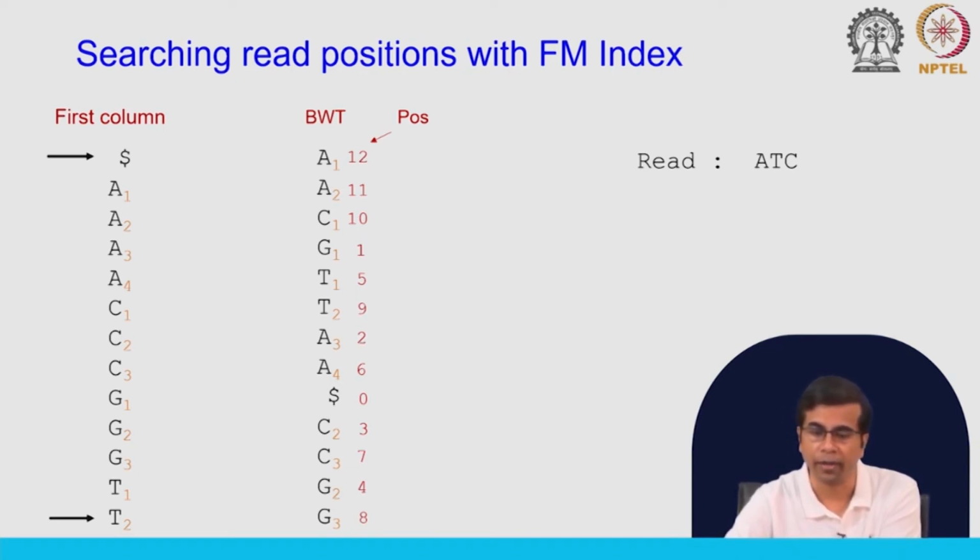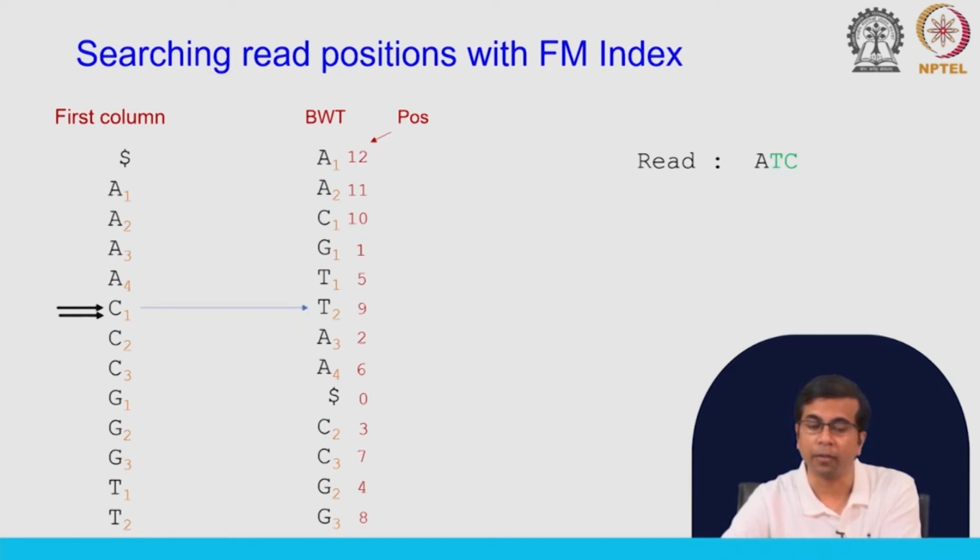Okay. So, here is the read ATC. We follow the same steps, right. We start with these 2 pointers. We start with the last letter C. We have narrowed down our choices. These 3 C's there, right, and we see what is the letter occurring before each of these C's.